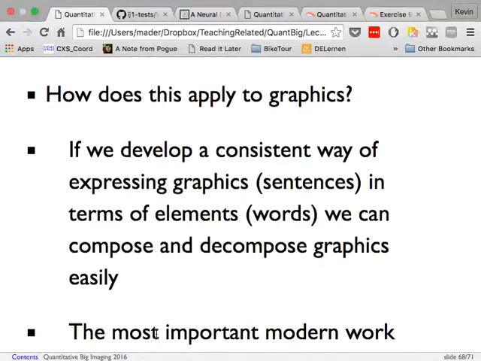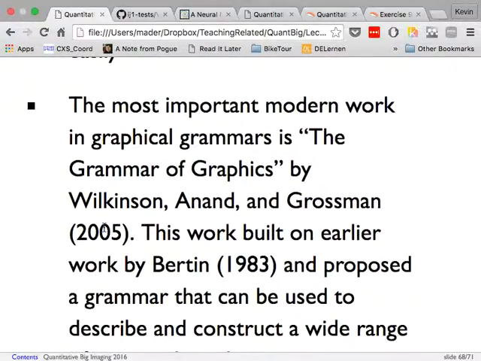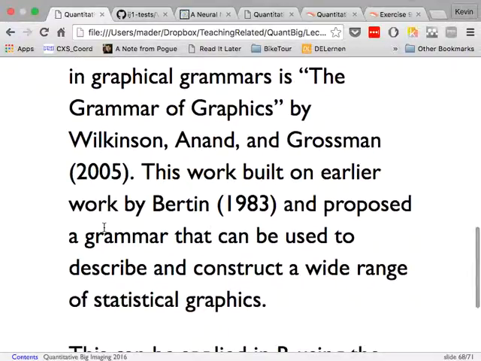So how does this apply to graphics? You want to develop a consistent way for expressing the graphics themselves, the entire figures you make, in terms of the elements, or the words in the sentence metaphor, so that you can easily decompose the graphic into its separate pieces and understand what each word or element is performing. You can read about all of this in these books, which were mentioned at the beginning of the lecture, and it's very helpful to see how they present it. It makes it much clearer once you've read it in more detail where this grammar comes in and how it can be used in many different situations.